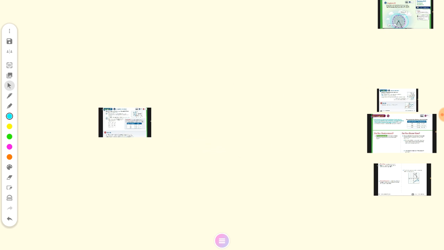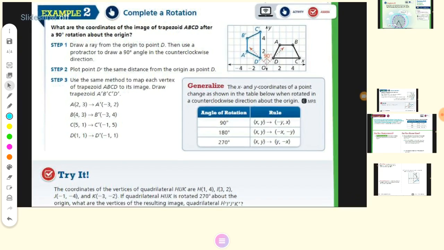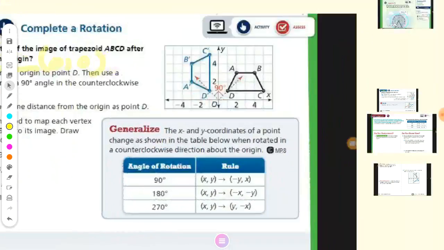Our first example is, what is the coordinate of the image of trapezoid ABCD after a 90-degree rotation? So this is the angle of rotation, okay? And about the origin point. The origin means 0 and 0, which is the origin point, okay? Actually, to know exactly the meaning of rotation, I can let you imagine what we are doing here over the coordinate.